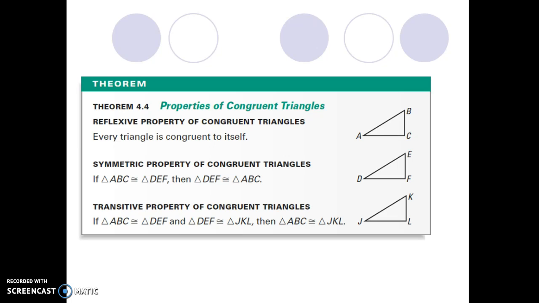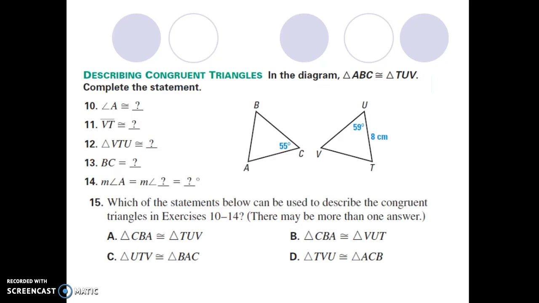Symmetric, again, is just where we can flip-flop which side of the equals, or in this case, congruent sign, something is on. And lastly, transitive is when we take three things and relate them together. So if triangle ABC is congruent to DEF, and that same triangle DEF is congruent to triangle JKL, well then we can assume that ABC and JKL are also congruent.